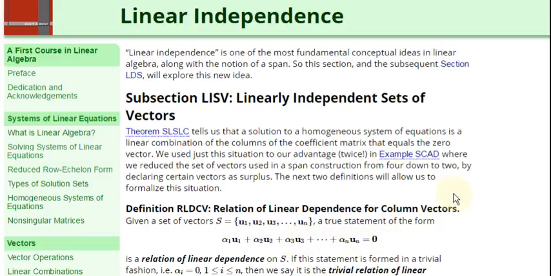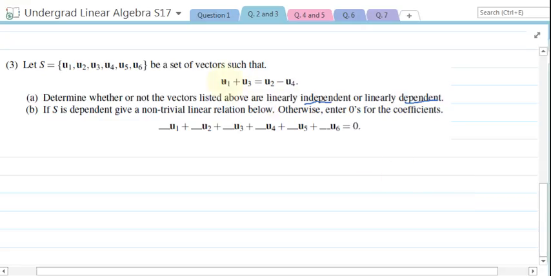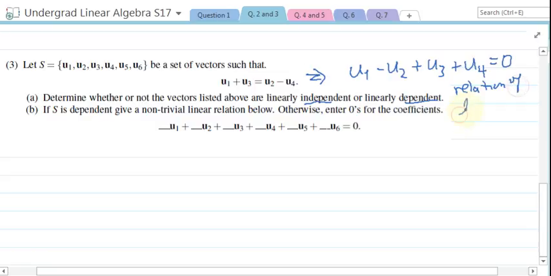Okay? So if we go to this situation here, I have u1 plus u3 equals u2 minus u4. I can rewrite that by putting everything on the left-hand side. I can rewrite that as u1 minus u2 plus u3 plus u4 is equal to 0. Now this is a relation of linear dependence. So that means that they are linearly dependent. Okay, that's all there is to that first problem.